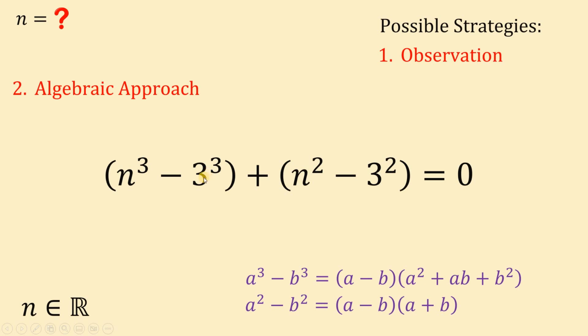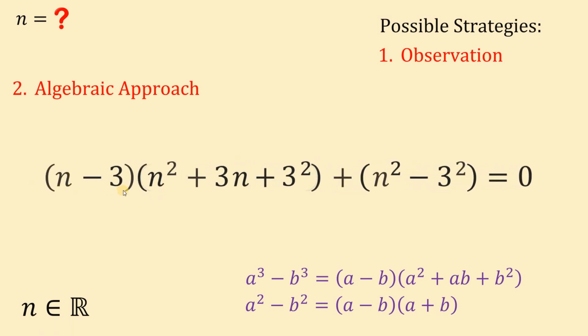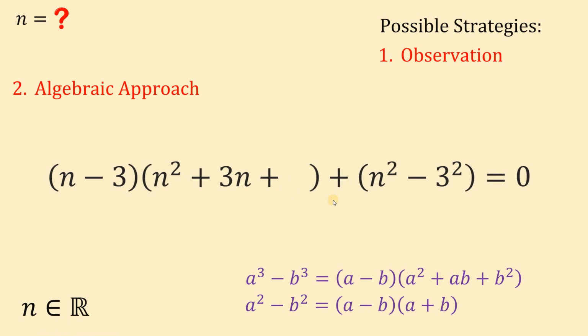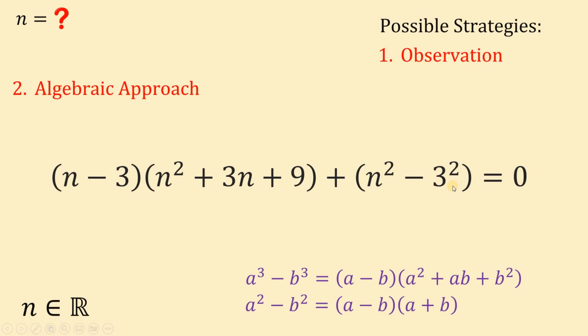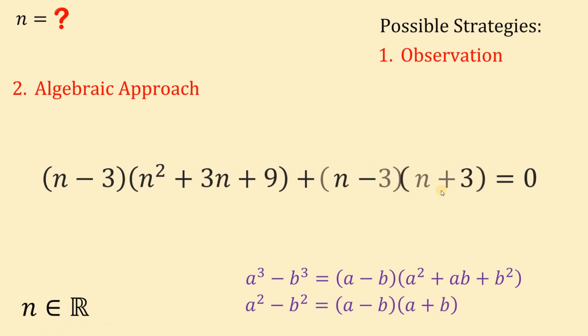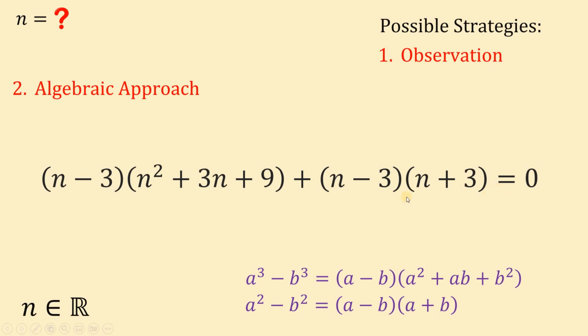n cubed minus 3 cubed can be factored as follows. We have n minus 3 multiplied by n squared plus 3n plus 3 squared, and 3 squared is just 9. Now, how about n squared minus 3 squared? Using the difference of two squares, this can be factored as n minus 3 multiplied by n plus 3.